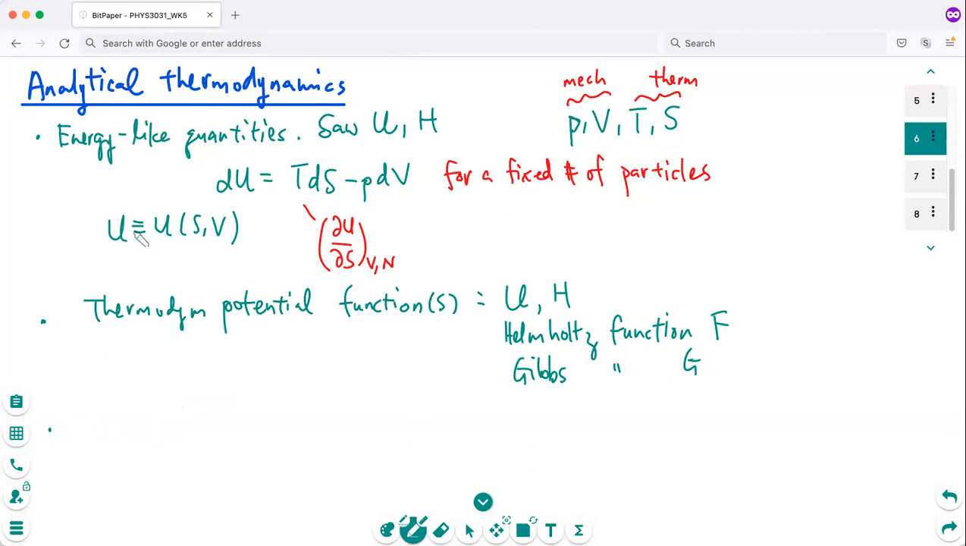For the internal energy, we already know the natural variables are S and V. And H, you also already saw. There is a parallel between H and the internal energy U: you replace V by P. So S and P are the natural variables.